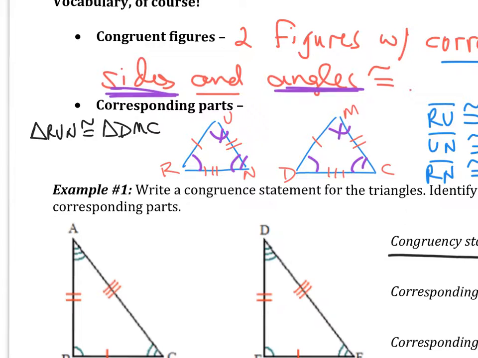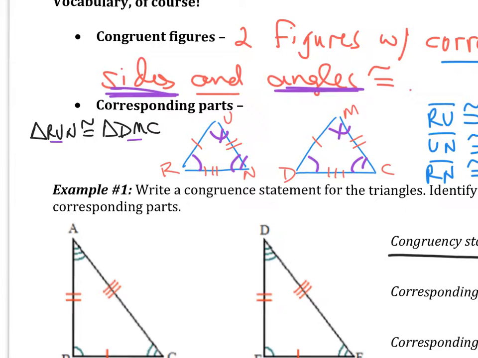Does that make sense? Yes. Okay, and then the same is true for like sides. Side RU is the first 2 letters, is congruent to DM, the first 2 letters. Does it still work based on our statements we came up with?